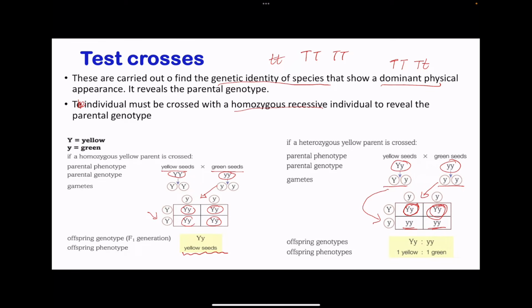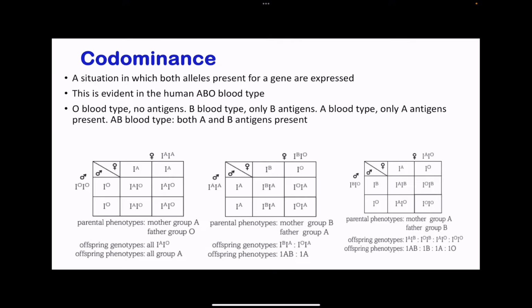We can be able to identify the genotype of the parent when we carry out some of these test crosses. However, to do that, we have to use a homozygous recessive individual when we carry out the genetic cross. Now, the next part is about codominance. This is observable in the ABO blood type among humans.